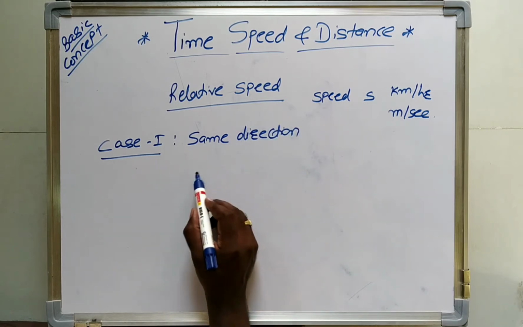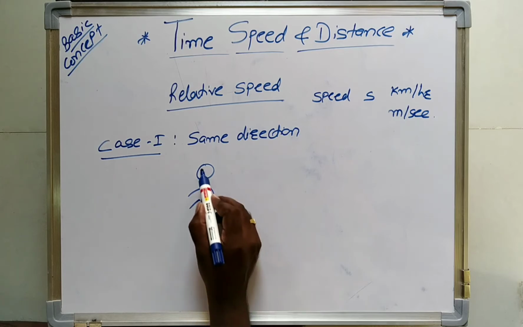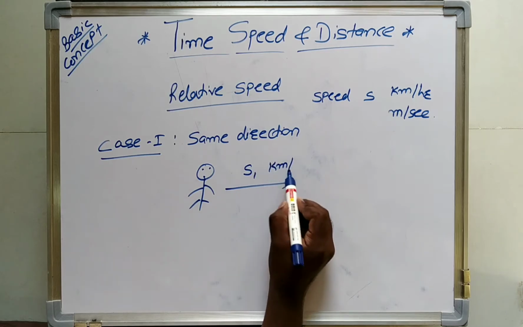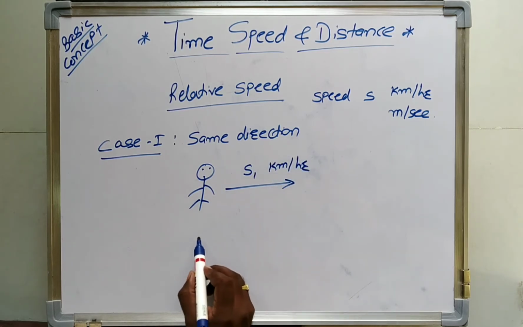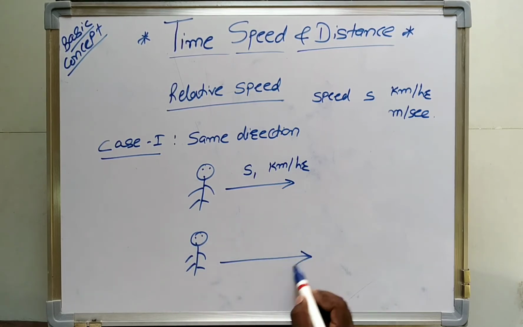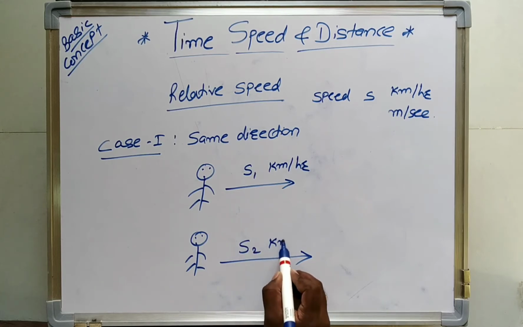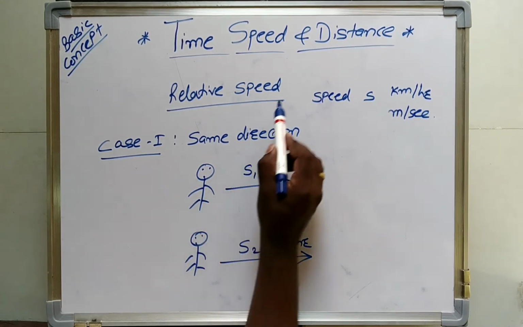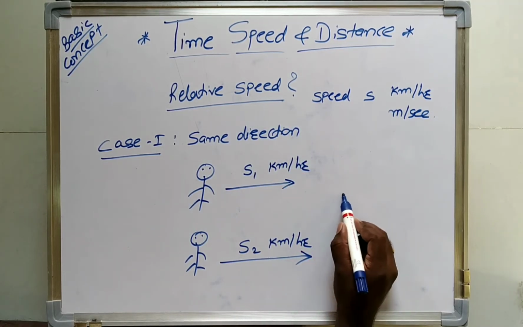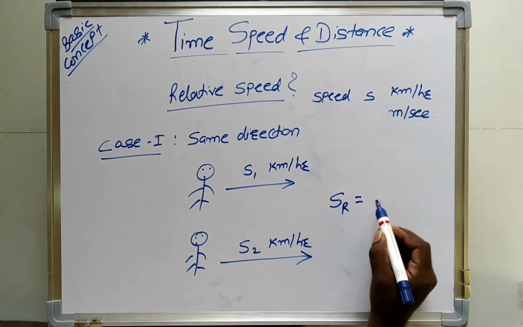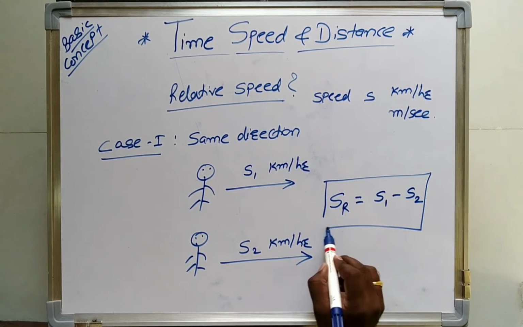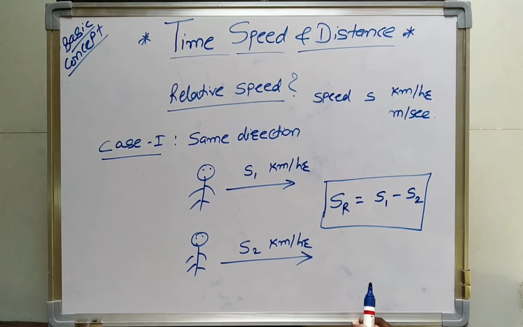Suppose this is a man traveling with s1 kilometer per hour, and here is another man who is again traveling with s2 kilometer per hour. Then what is the relative speed of these two? The relative speed will be s1 minus s2. This is the relative speed for case first.